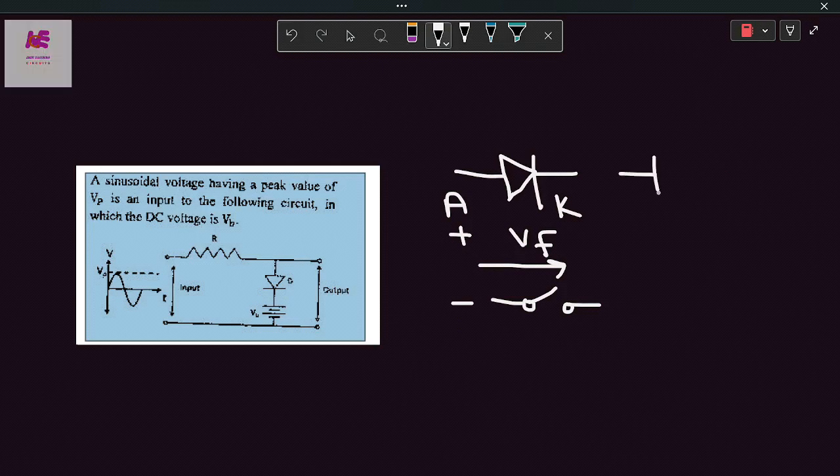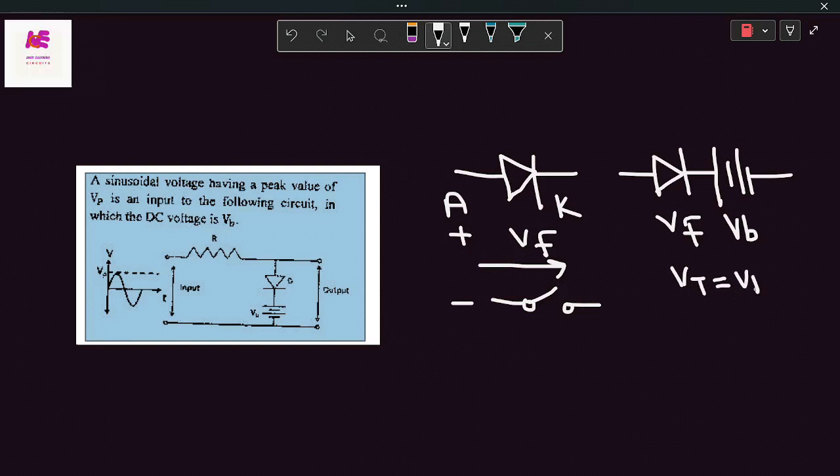In this case, the diode with DC bias voltage Vb is given. The voltage drop of diode is Vf, DC bias voltage is Vb. In this case, Vt, that is the total voltage, will be Vf plus Vb. If the voltage at anode is above Vt, then the diode will be in on state, starting conduction.